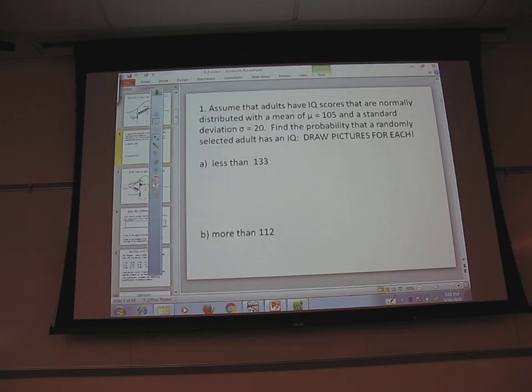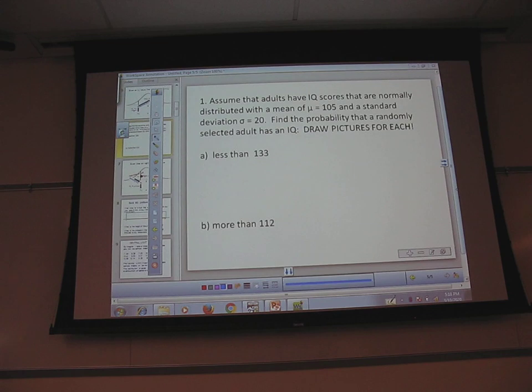So here's quiz number 1. Does anybody need just another 30 seconds to finish up these? Yes, please. Okay. So first, convert it to a z-score, and draw your picture.